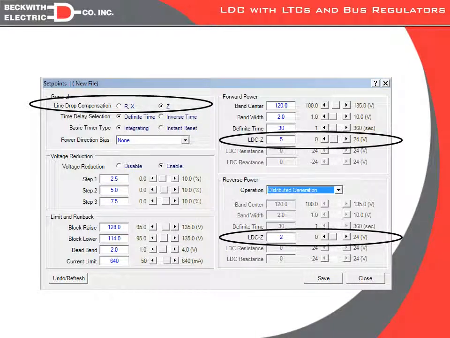So if we were going to use the Z approach, we would select Z here instead of RX, and then notice now the RX settings are grayed out and we only have one setting, which is for Z, and we only have one value for Z. And that value, notice, can only be positive, it cannot be negative.